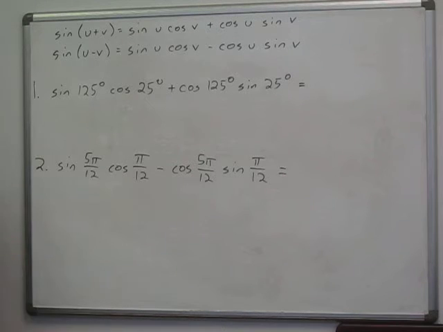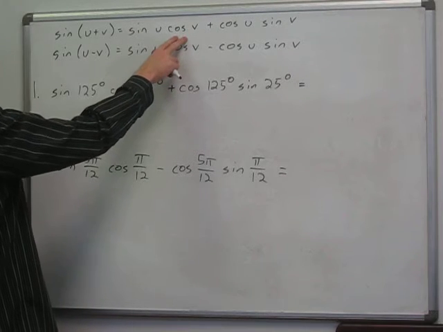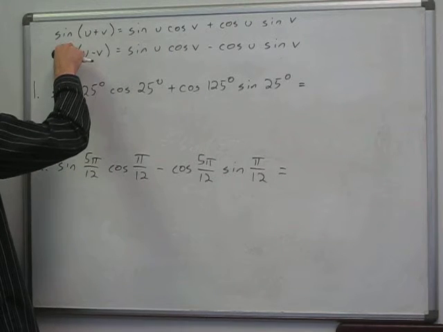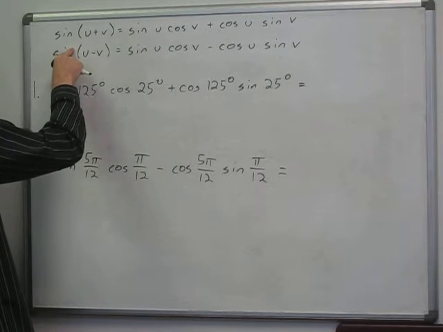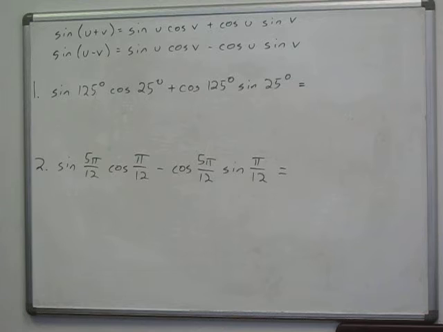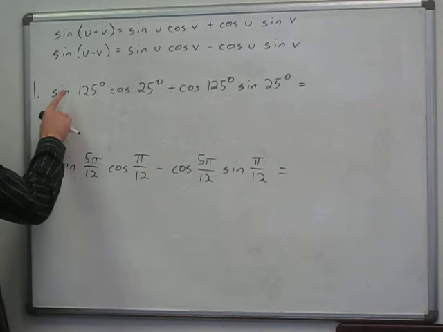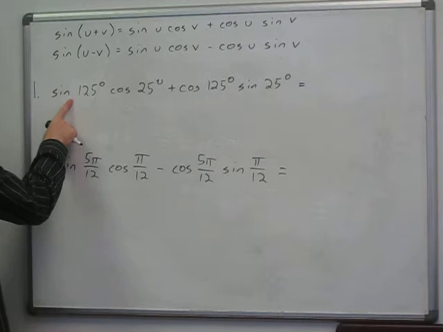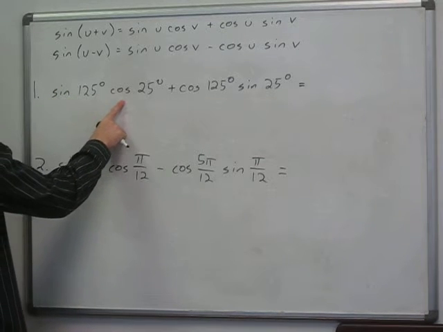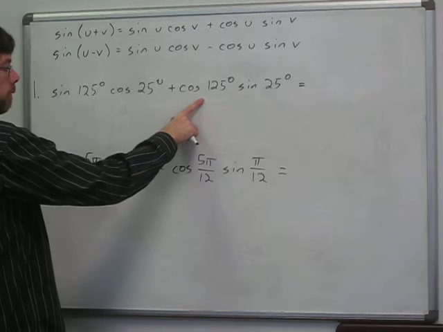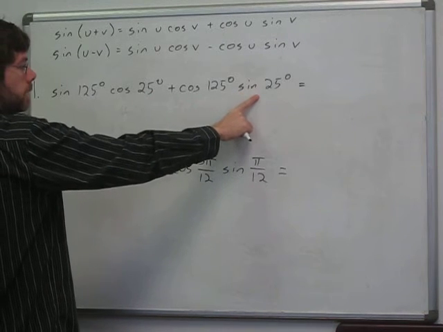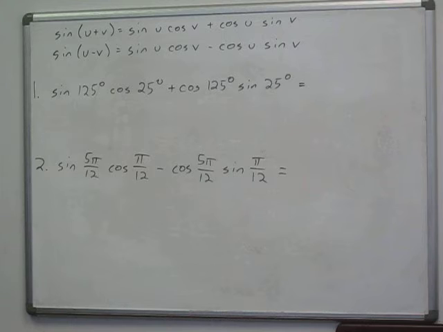Right? So we're going to start with something that looks like the right-hand side, convert it to a single sine of some angle, and hopefully that angle is something that we know something about. Okay? All right, so number one, sine of 125 times the cosine of 25 plus cosine of 125 times the sine of 25 degrees, right?